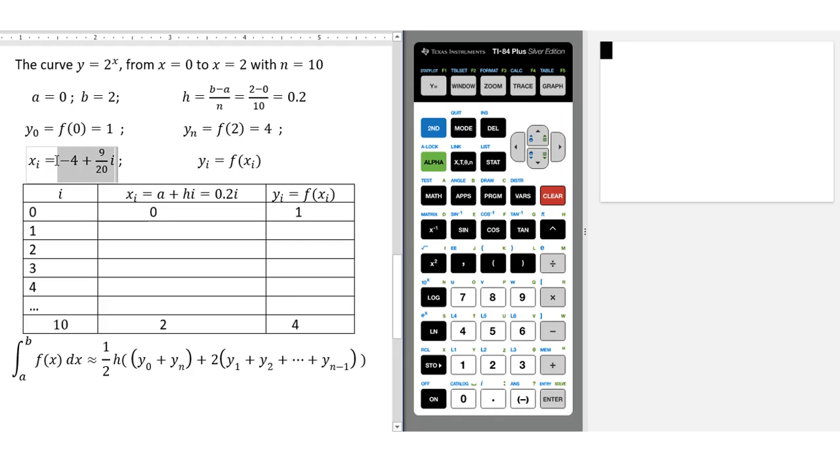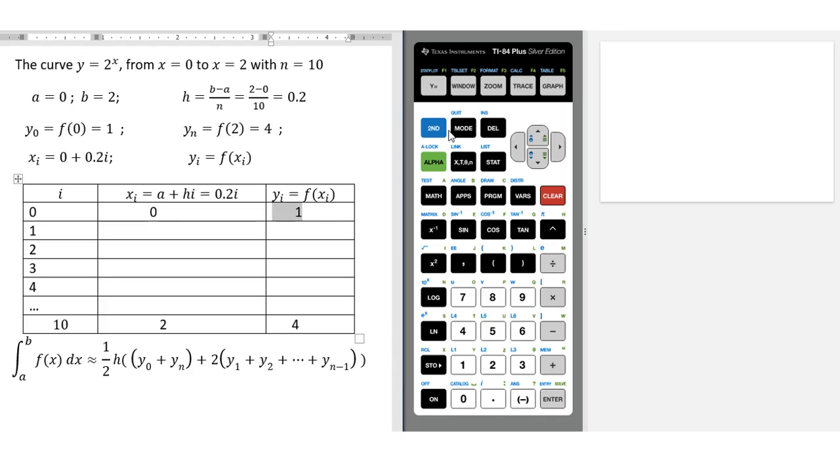And this time, this xi will be 0 plus h, which is 0.2 i. So I put the i from 0 to 10. This xi equals 0.2 i because a equals 0. yi equals f of xi. The first value will be 1. The last value, that's y sub n equals 4. So I have this ready first.